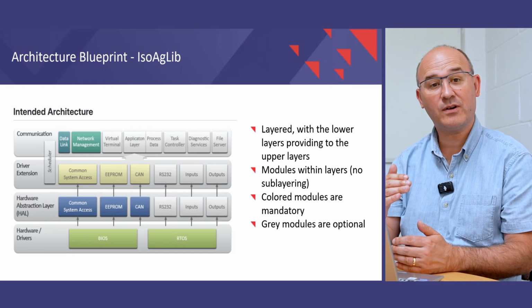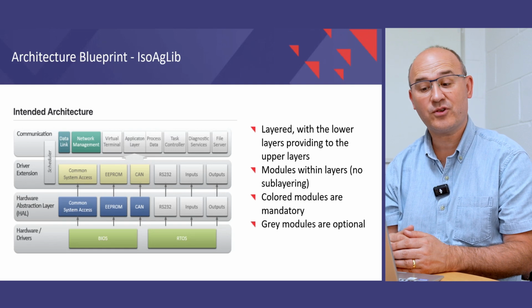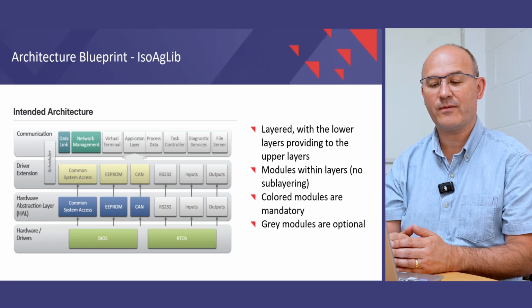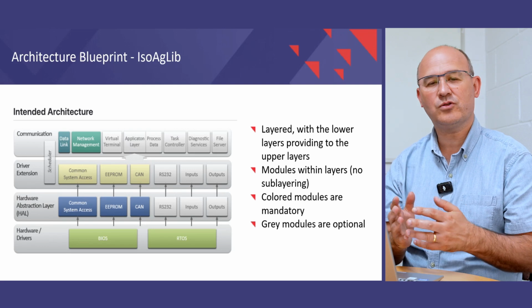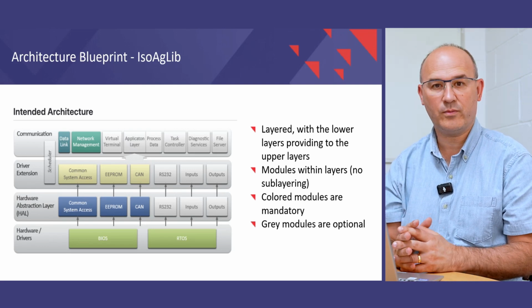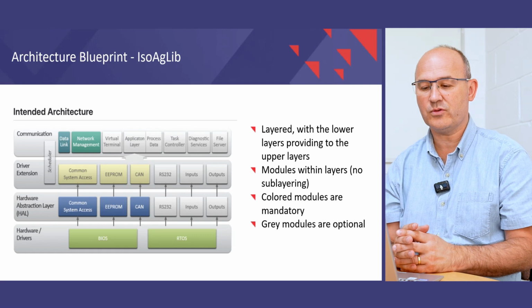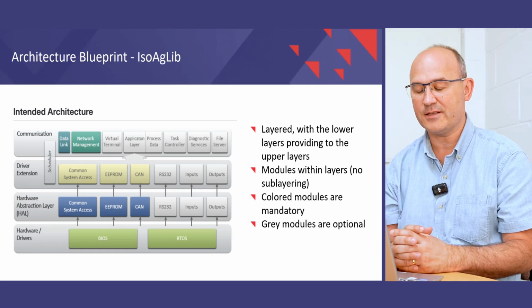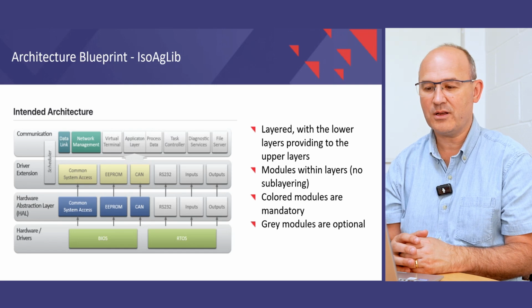We see that the desired relationships go from hardware drivers, that's used by the hardware abstraction layer, which then is used by driver extension, and then communication at the top. And we've seen that the gray modules here are specifying optional modules, and the green and colored modules are mandatory parts of the system. So how would you go about enforcing this desired architecture?